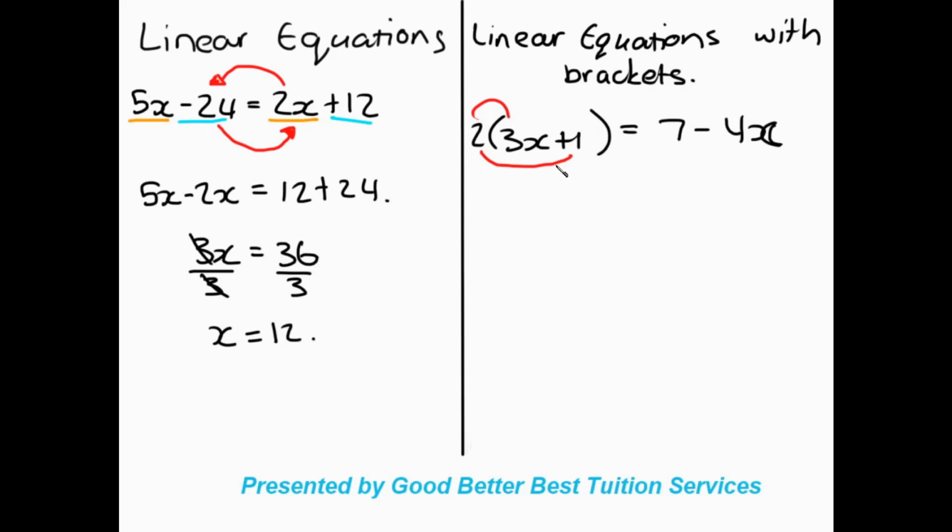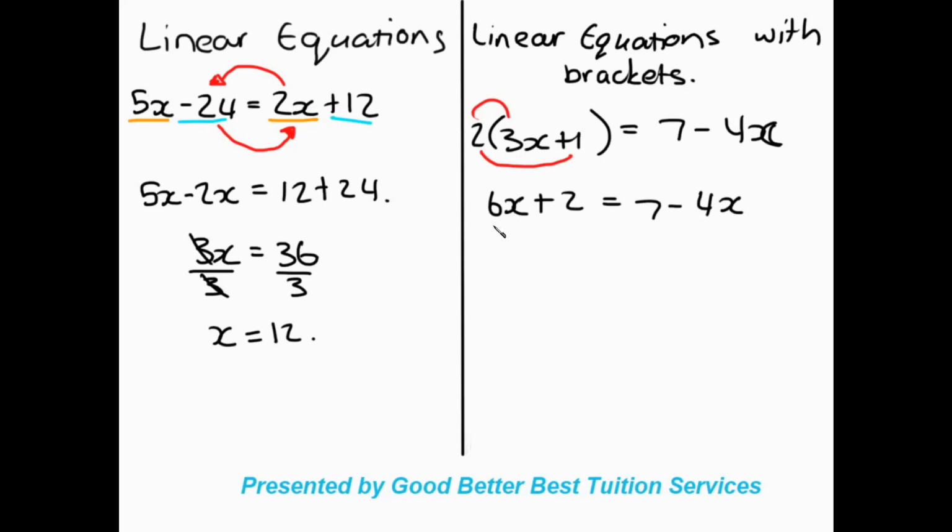Coming over to our brackets example, if we look at this, we're going to start by doing 2 times 3x and 2 times 1. So we're going to multiply the outer term into the bracket first. We're going to start with that every time, okay? So we have 2 times 3x is equal to 6x. And then 2 times 1, which is equal to 2. So that's equal to 7 minus 4x.